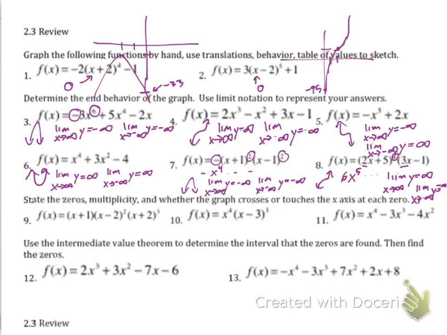So as you go to the right, the limit as x goes to infinity, y goes to infinity, and the limit as x goes to negative infinity, y goes to negative infinity.